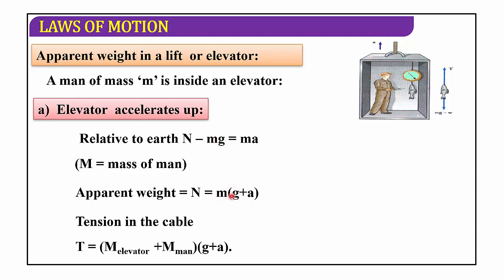You will get the final equation M into G plus A. Just remember this equation, right? This is applicable only when the elevator is moving upward. Then how to write the tension? Tension in the cable is T equal to mass of the elevator plus mass of the man, into G plus A, because it is moving upward. Upward means G plus A, we already studied. M into G plus A, but in place of M we should consider the elevator as well as the man. This is the tension and this is the apparent weight.